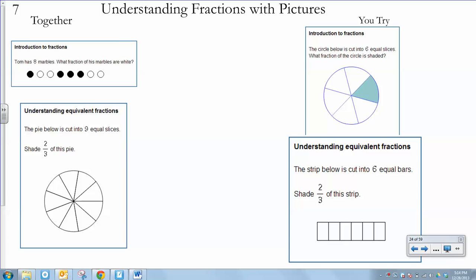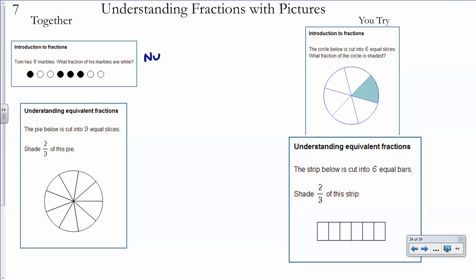So Tom has 8 marbles. What fraction of his marbles are white? So if I have 8 marbles, remember we have a numerator and a denominator. So how many total does Tom have? Total, he has 8. And what fraction of his marbles are white? So I'm going to count the white ones. 1, 2, 3, 4. So 4 out of 8 are white.